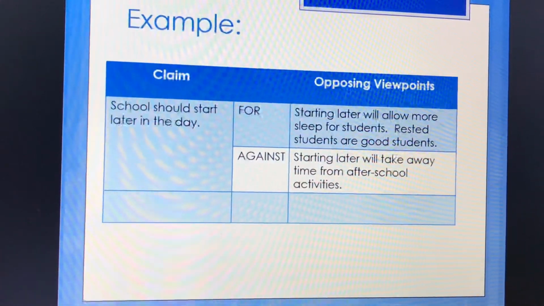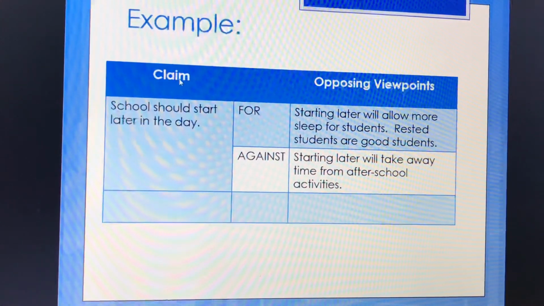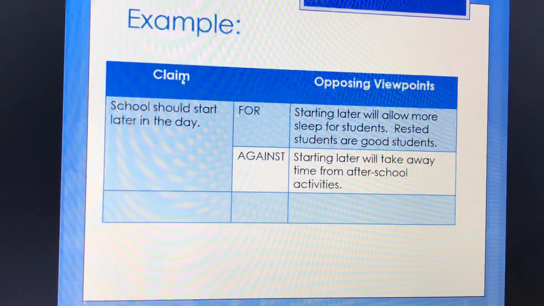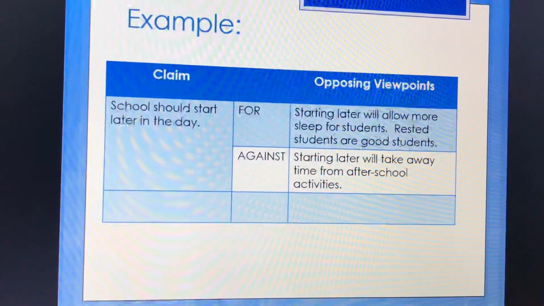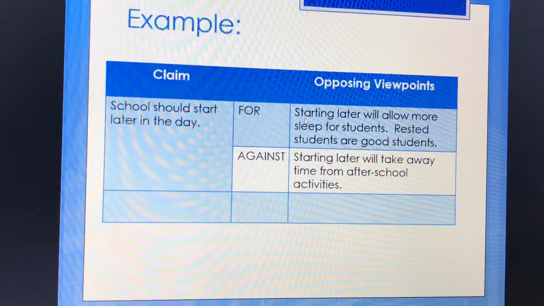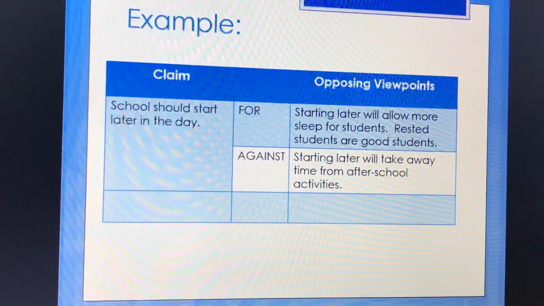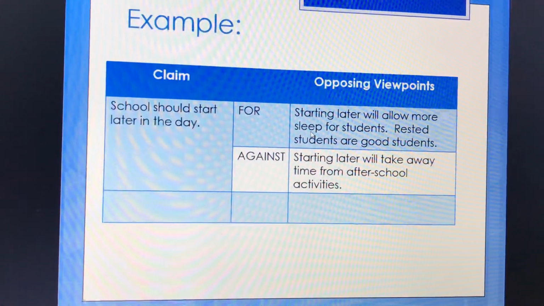Okay, so now we have the claim. School starts early in the day. This is the topic. The claim will be: school should start later in the day. This is the claim. The first opinion says yes, please, starting later will allow more sleep for students. Rested students are good students, so they have the ability to understand whatever they take in at school, and they will enjoy the school day.